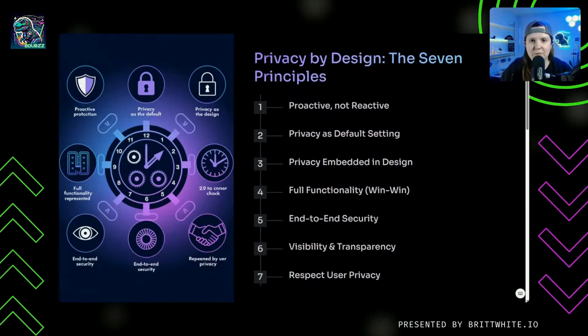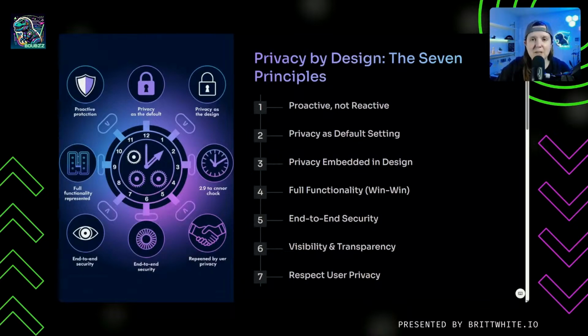And finally, we have respect for user privacy. We should always put the user privacy needs and interests first. We treat their data like we'd want our own data treated, with the utmost care and respect. These 7 principles aren't just theoretical. They're a practical guide to building systems that are both secure and privacy respecting. Keep these in mind as we move forward.